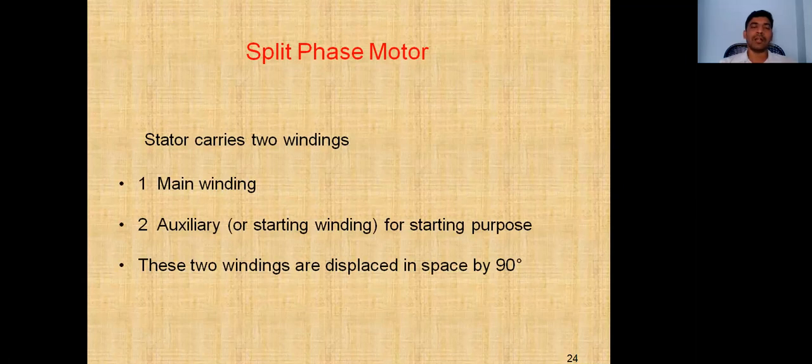So the stator carries two windings. One is the main winding, another one is the auxiliary winding for starting purpose, so it is also called the starting winding. These two windings are displaced in space by 90 degrees. The rotor is mostly a squirrel cage type rotor.